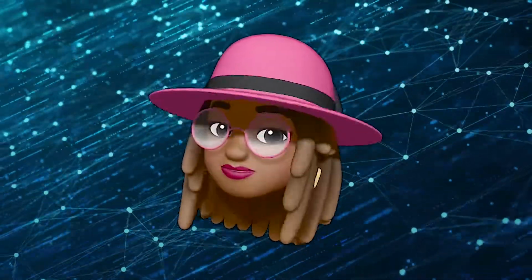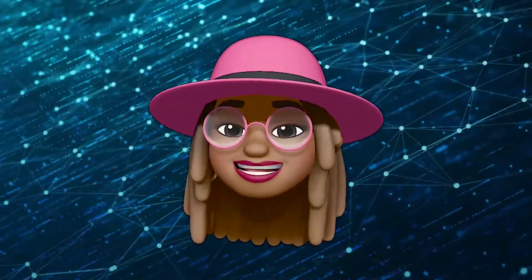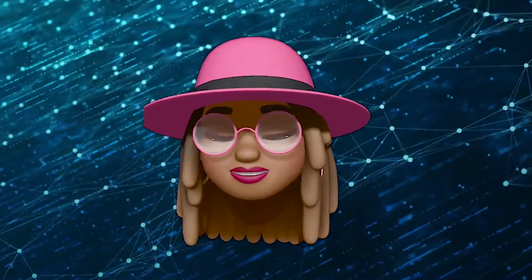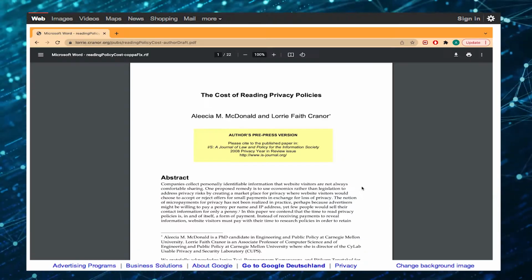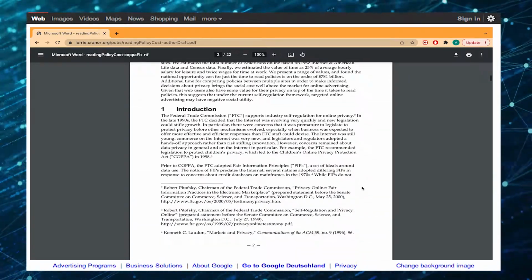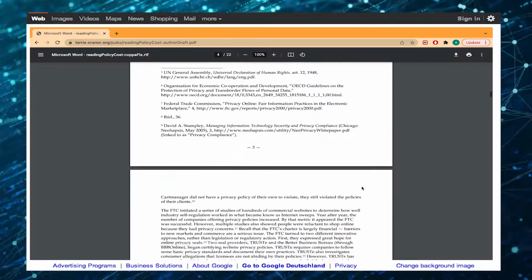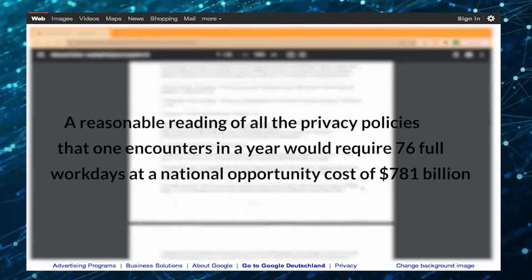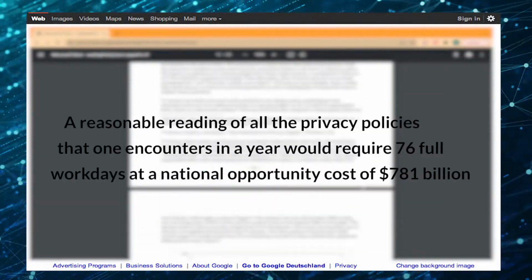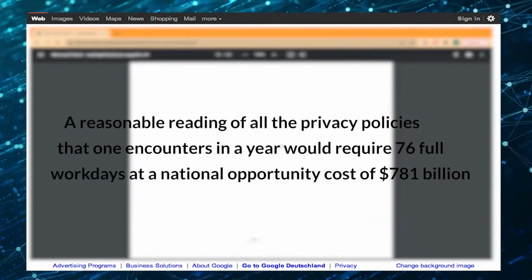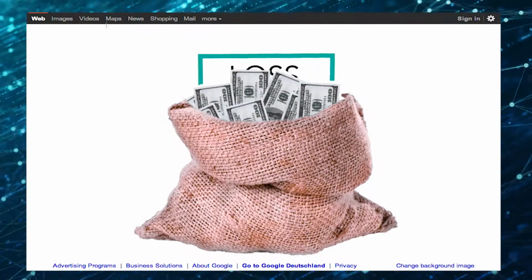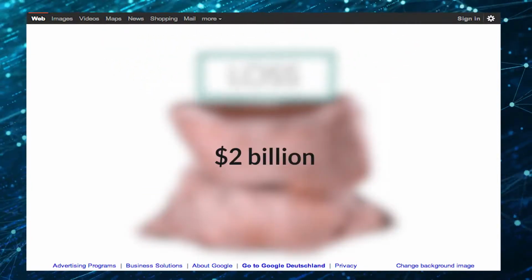Why don't we read them? Because they are long, complicated, and boring. And this is by design. In 2008, two Carnegie Mellon professors calculated that a reasonable reading of all the privacy policies that one encounters in a year would require 76 full workdays at a national opportunity cost of $781 billion. In Kenya, this would cost our economy $2 billion.